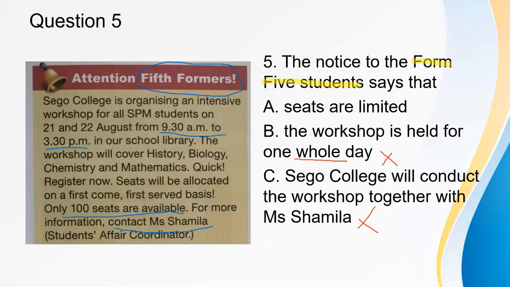B is wrong. We look at A. The seats are limited. Yes. How do you know that? Because it is mentioned in the notice that only 100 seats are available. So for question number 5, the answer is A. Correct, my dear students. Did you get all 5 questions correct?